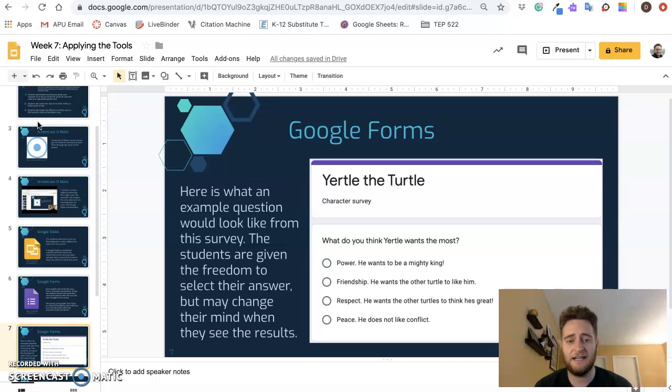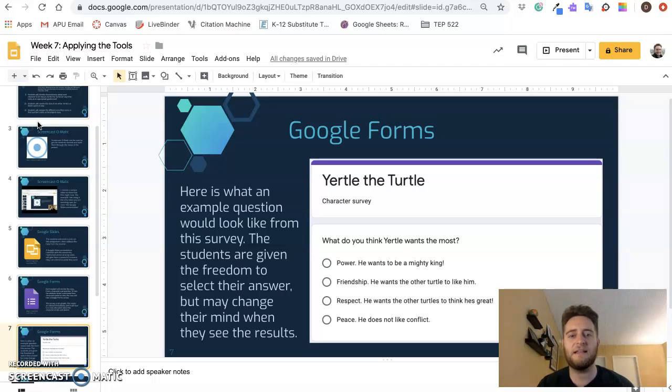He wants to be a mighty king. Respect, I think respect could also be, you can make an argument that he wants respect. Friendship and peace, I don't think are good answers to this. If you've read Yertle the Turtle, he certainly doesn't want friendship. He certainly doesn't want peace. So if I'm a student in the class and I'm one out of the 33 kids who picks friendship and the 32 other kids picked power, it might help them rethink their decision and say, well, maybe he didn't want friendship.